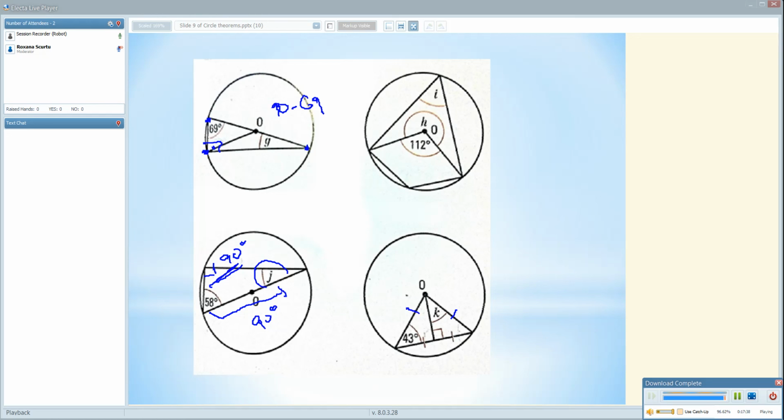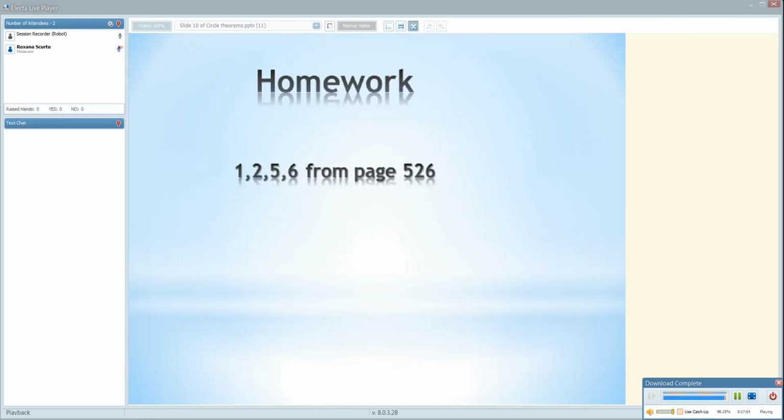Yeah, in this case, this is equal to this because each one of them represents a radius. 43 is the same as 43 here. This is 90 degrees. Yeah, this is 90. So from 90 you take away 43, and that's how you find out K.